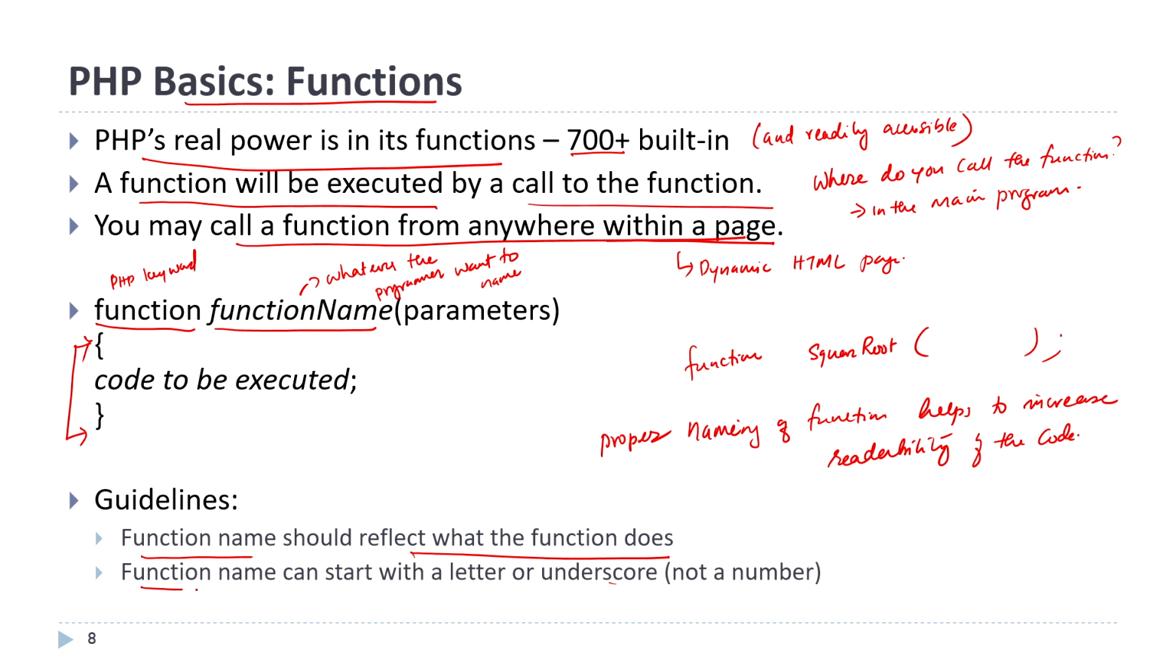And just like a variable, a function name can start with a letter or an underscore. You cannot start with a number. So, as I said, you can start it as underscore square root or something like this. This is doable, or you can start with a capital or small letter, that doesn't matter. It can start with an underscore or a letter, and you cannot start with a number.